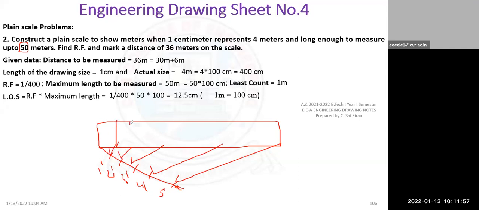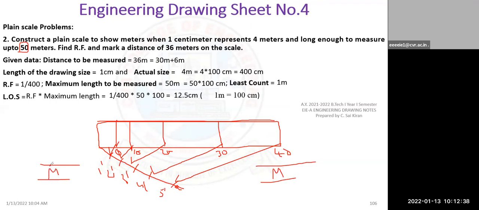So I'll make sure that each division is 1. First point I have to write as 0, next will be 10 meters, 20 meters, 30 meters, and 40 meters. So this distance is 40 meters and this distance is 10 meters. Total length I assume as 50 meters, because I can't divide this acute angle line as 50 meters. So 0, 10, 20, 30, 40. I'll make my main division in meters. Main division is 10 meters, subdivision is meters.